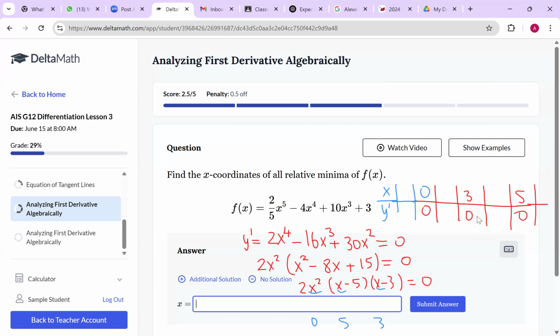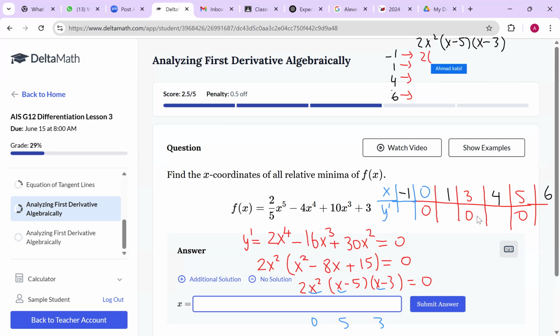Again, we want to find values. First, a value that is smaller than 0, so -1. And then something between 0 and 3, which is 1. Something between 3 and 5, so 4, and maybe 6. And we're going to plug these values into the equation. So we have 2x^2 times (x minus 5) times (x minus 3). And we have -1, 1, 4, 6. We want to just get the sign of y dash in each of these.